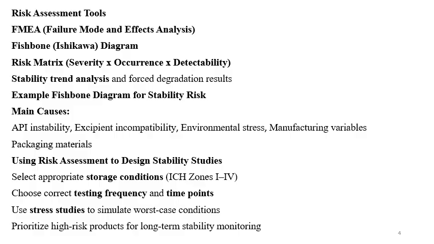Example of fishbone diagram for stability risk. The main causes you can consider are API instability, excipient compatibility and incompatibility, environmental stress, manufacturing variables, and packaging variables, and then you can subdivide the factors.